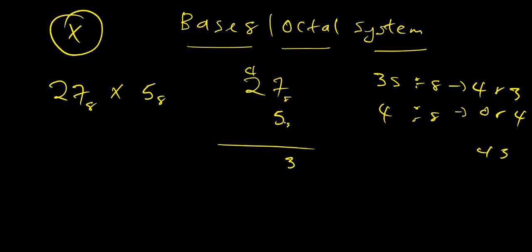So we're going to multiply 5 times 2. 5 times 2 is 10. If we add 4, we have 14. We're going to convert 14 to base 8. So we have 14 divided by 8, which is equal to 1 remainder 6. So we have 0 remainder 1. So we have 1 and 6. So we're going to write 6 and carry 1.